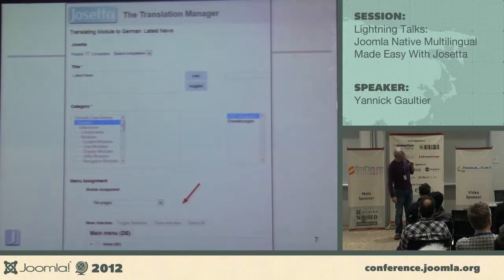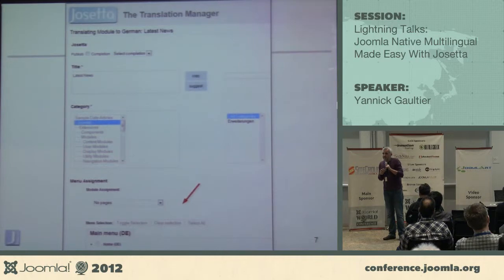I think I have another example here, which is a translation of an instance of the latest news module. You can see the point here is that translations are only available for the title, category, and then the module menu assignment. So basically the point is that translators cannot break anything. They don't have access to things like, this is the latest news, so for instance, how many news do you want to show in that particular module? That's for the admin. So that's not for the translators.